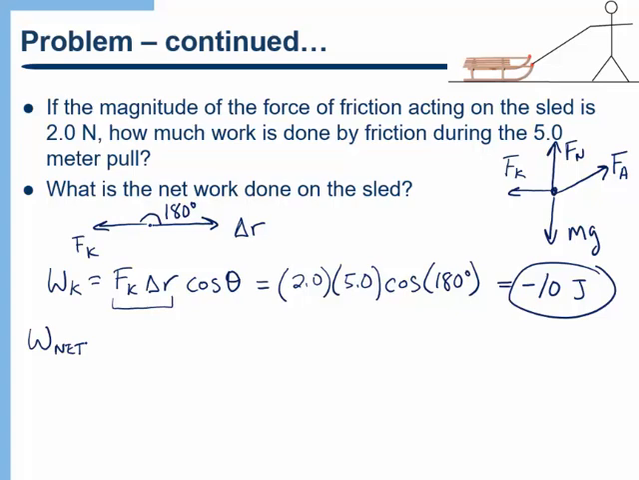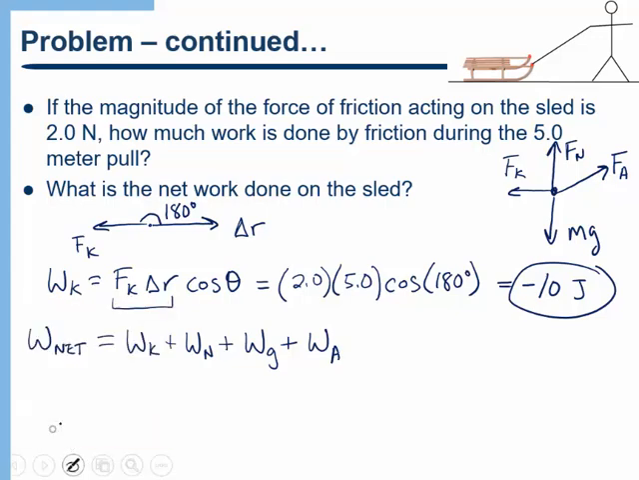Since we already know the work done by Fa and the work done by friction, let's write it out this way. The total work or net work done is just the work done by friction plus the work done by the normal force plus the work done by gravity plus the work done by our applied force, the man pulling the sled. Which of these forces do we know are equal to 0?